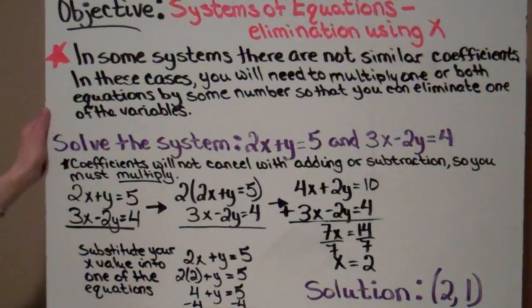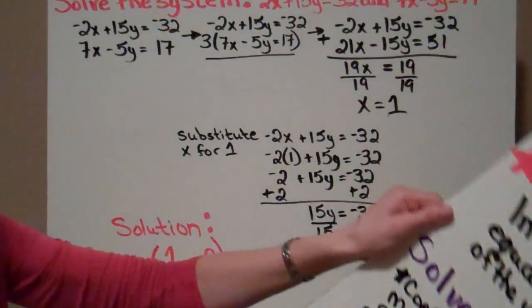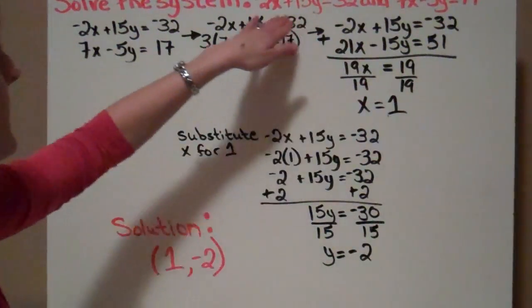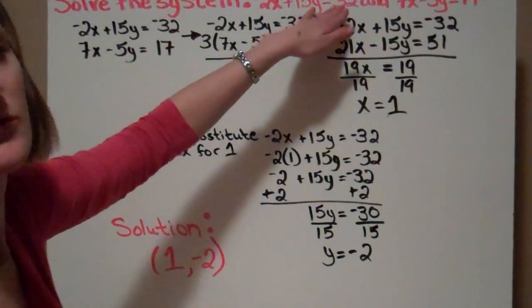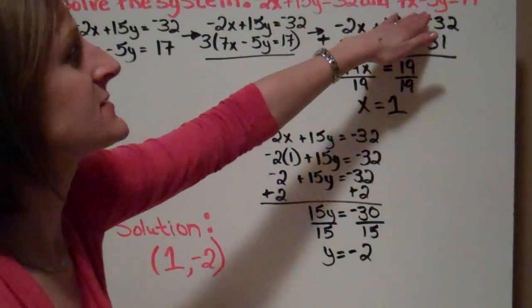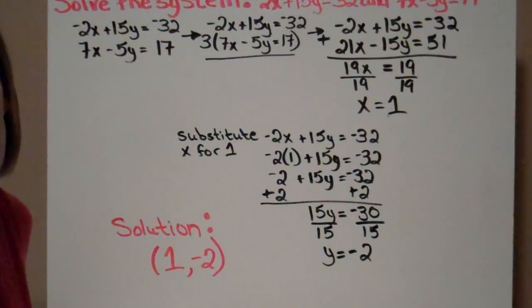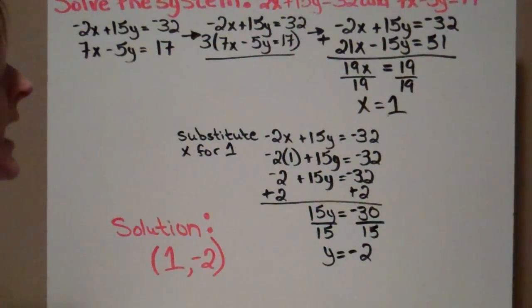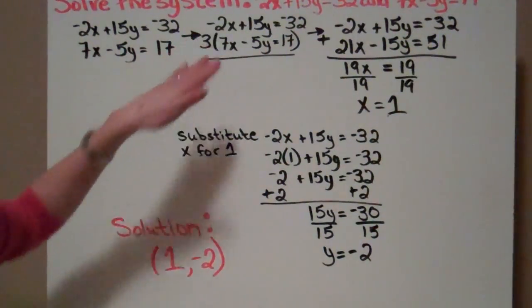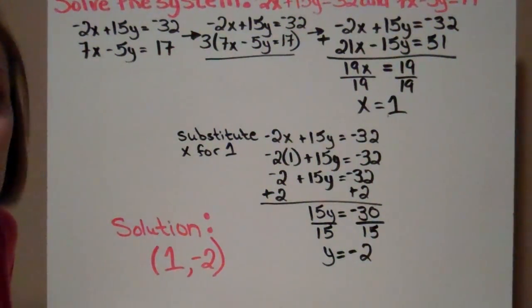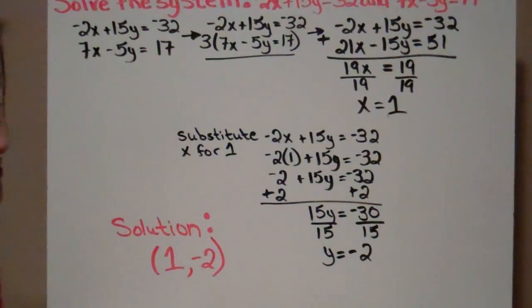Now let's look at another one, because sometimes it takes a few of these examples to totally understand. Now we have the system negative 2x plus 15y equals negative 32, and 7x minus 5y equals 17. Alright, now if you look at this, none of the coefficients and variables line up to where if you add or subtract the equations, one of them will cancel out. So I've got to think, what can I multiply one of the equations by to cancel one of the variables out? Now we're lucky with this one where we can just multiply one. Sometimes we'll have to multiply both the equations.